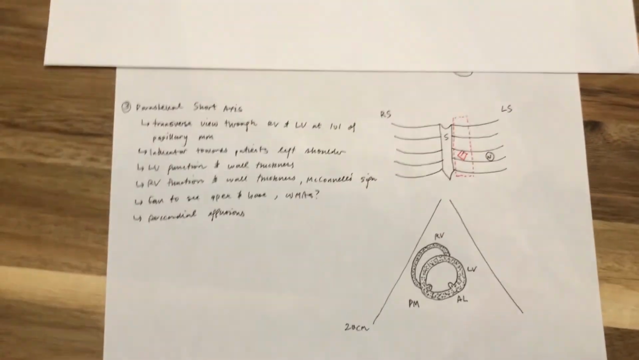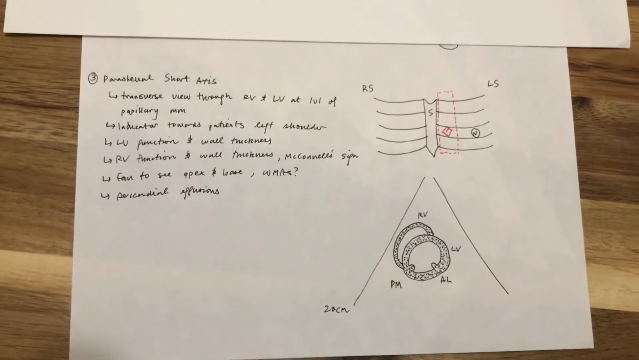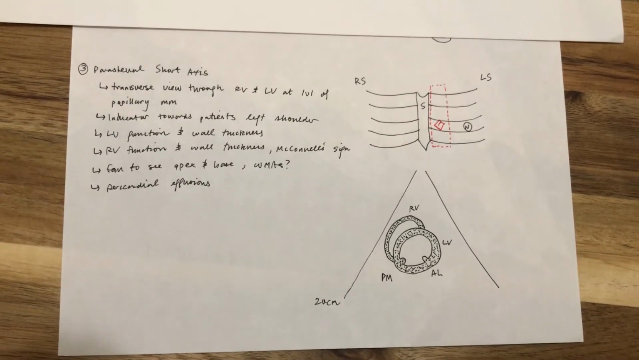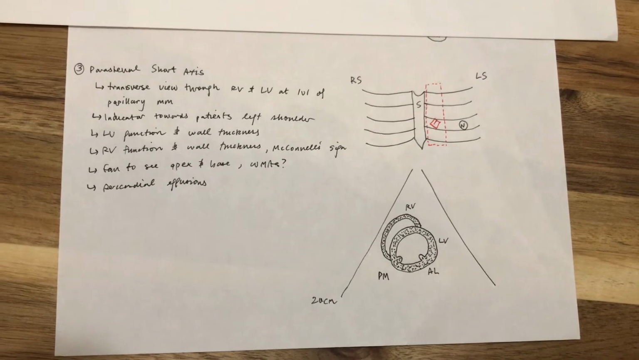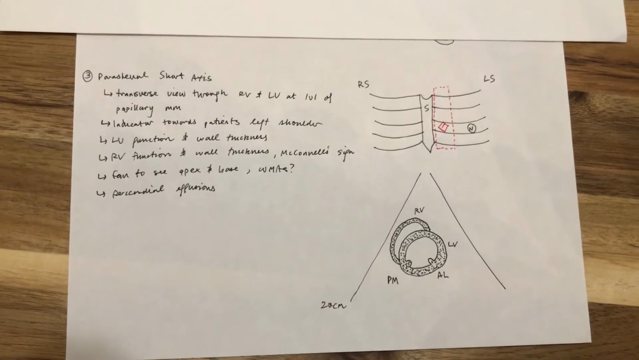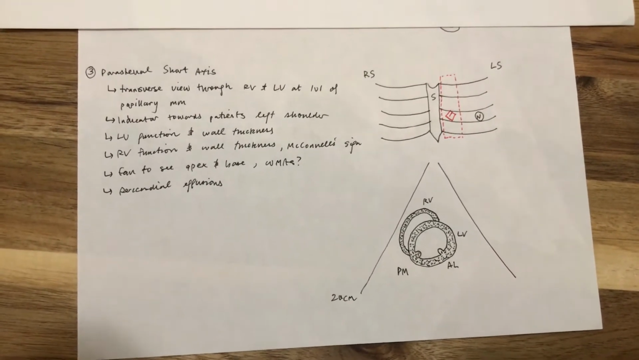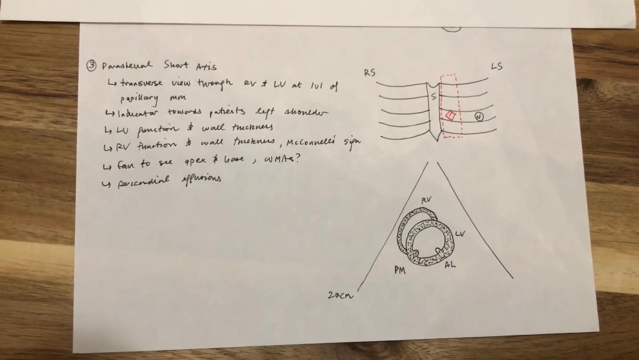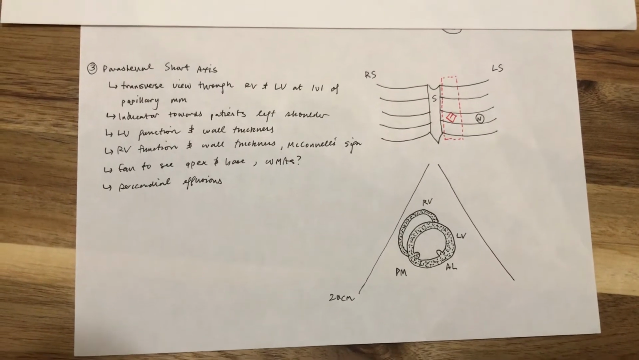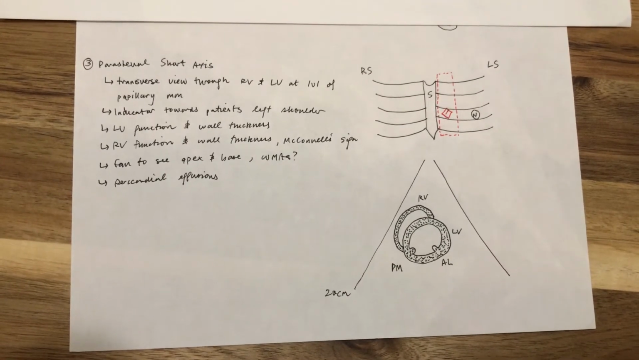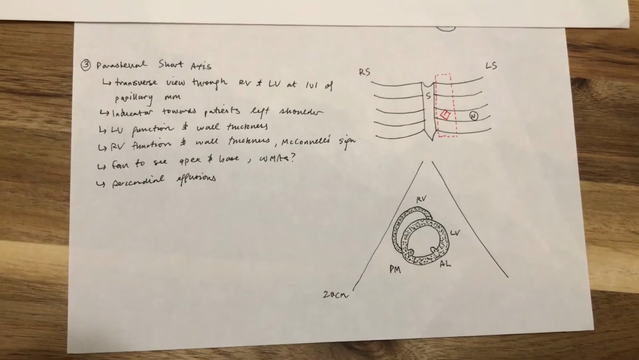Next, we're going to move on to parasternal short. In order to get parasternal short, once you have parasternal long, you're going to stay in the same spot, and you're going to turn the indicator towards the patient's left shoulder. Rather than being a longitudinal cut through the left ventricle, this is going to be a transverse view through both the right and left ventricle. And the true parasternal short is at the level of the papillary muscle. So I labeled them in the figure for you.